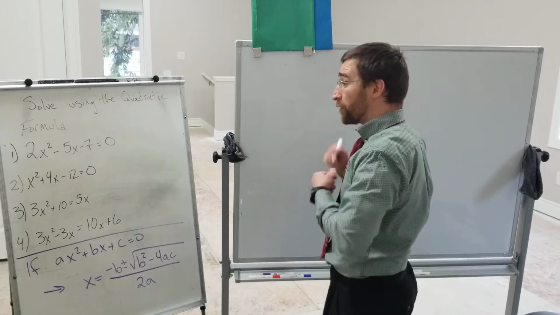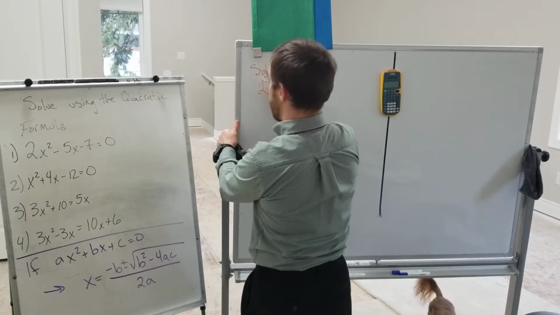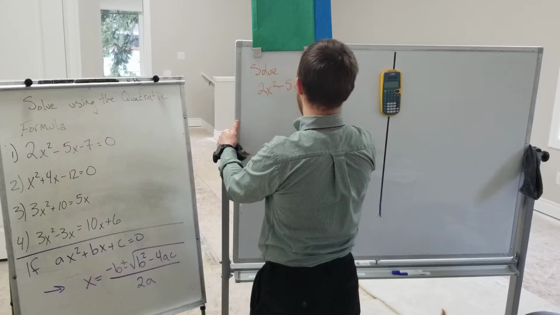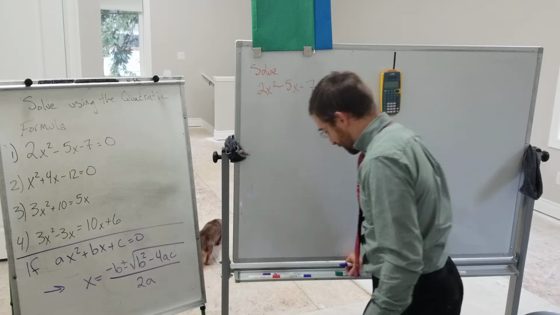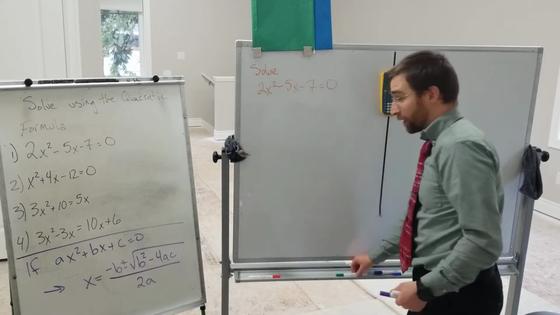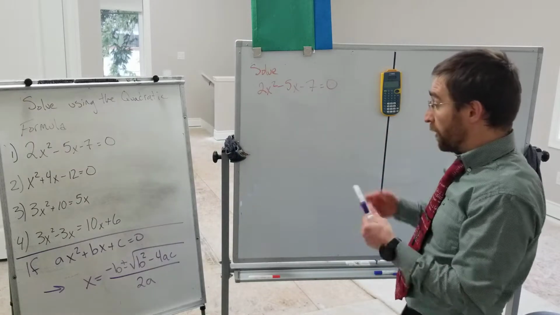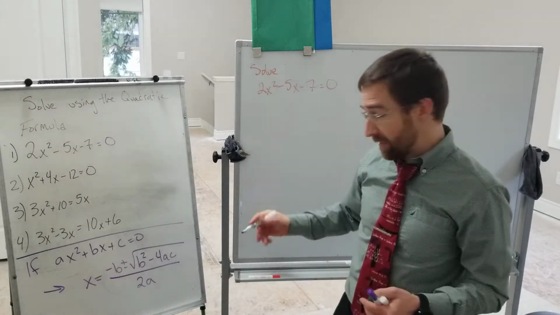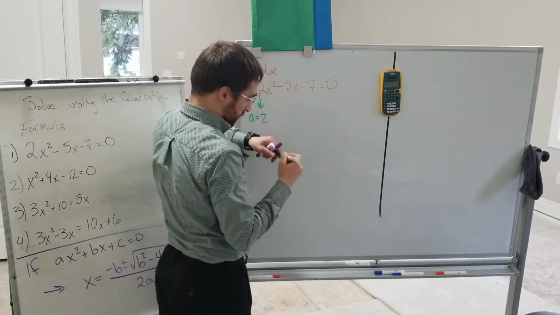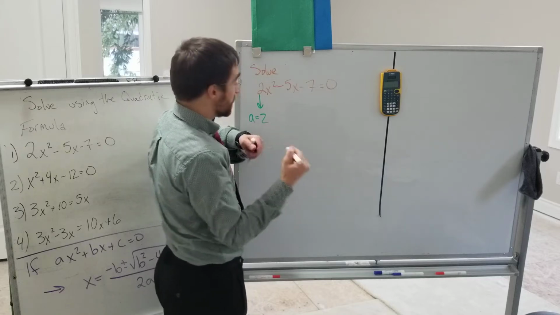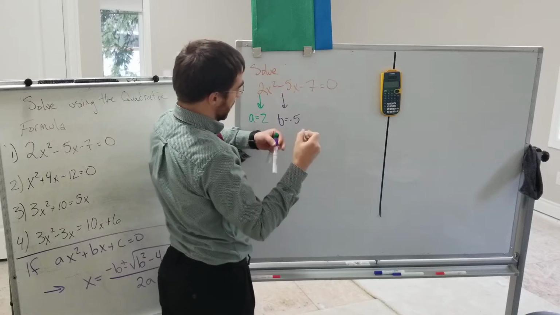All right, let's work on the first problem here. We want to solve 2x squared minus 5x minus 7 equals 0. So what we're going to do to solve this is we're going to first identify, yes, it's equal to 0. Wonderful. So now we're just going to say what's a, what's b, what's c, and then put it in our quadratic formula. So I'm saying a equals 2, b is going to equal -5, and c is -7.